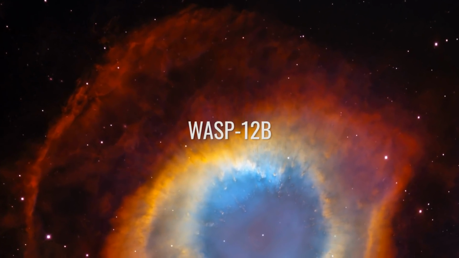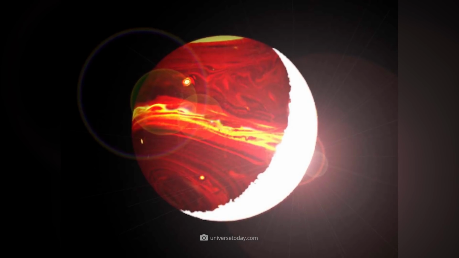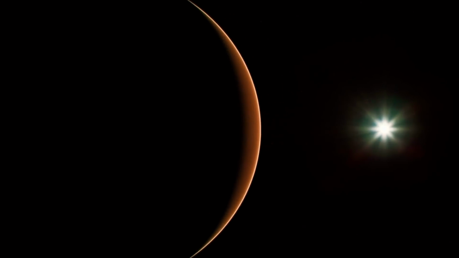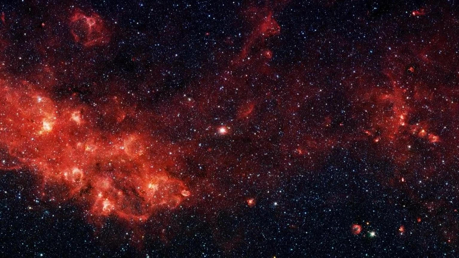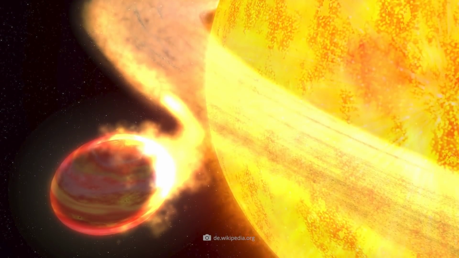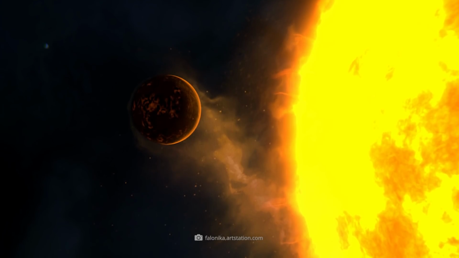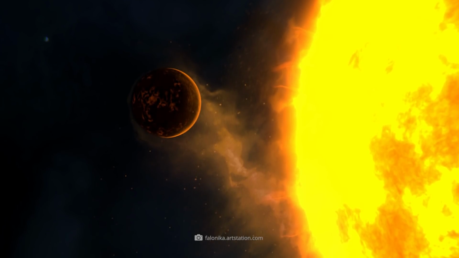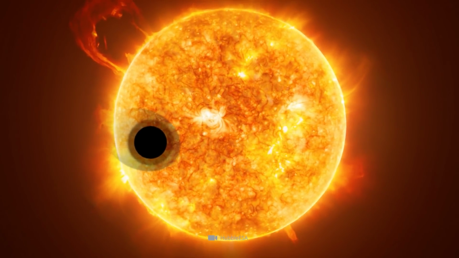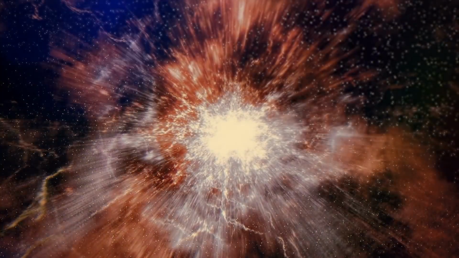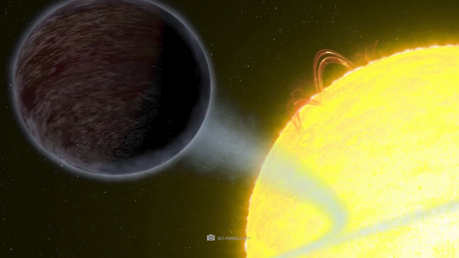WASP-12b. The exoplanet WASP-12b is a so-called gas giant. It's twice as large and 1.5 times as heavy as Jupiter. However, the planet is threatened by a bad fate. Researchers assume that WASP-12b will be eaten up by its star. The exoplanet is close to the star, which puts WASP-12b in a death spiral. The planet's proximity to its star causes it to heat up so much that its atmosphere expands, causing it to lose masses of matter. A full 6 billion tons per second are sucked out.